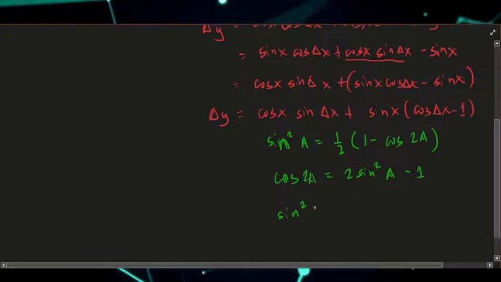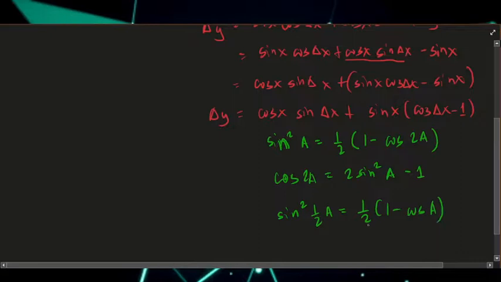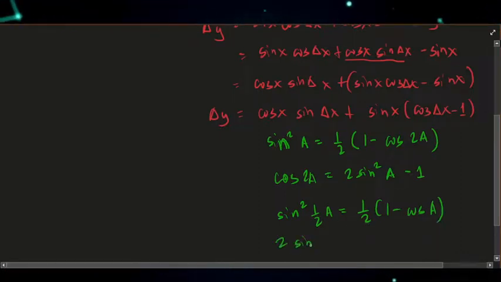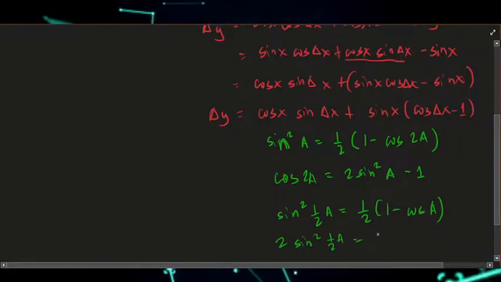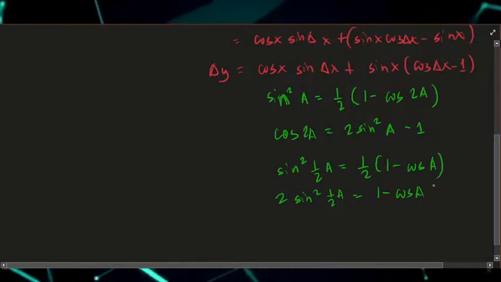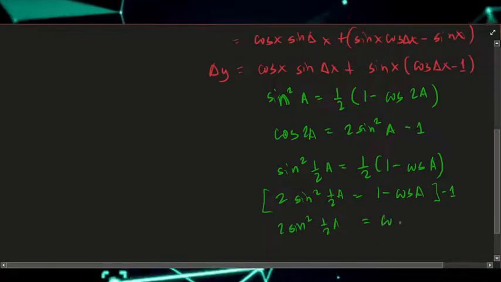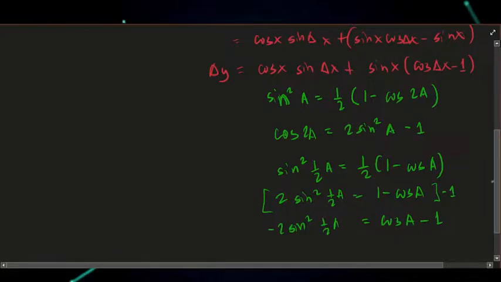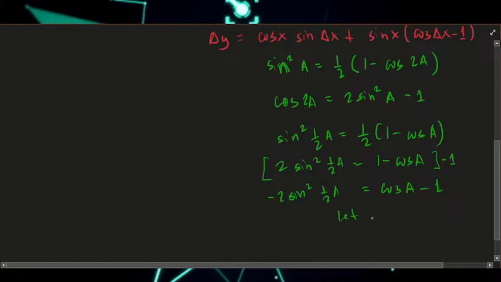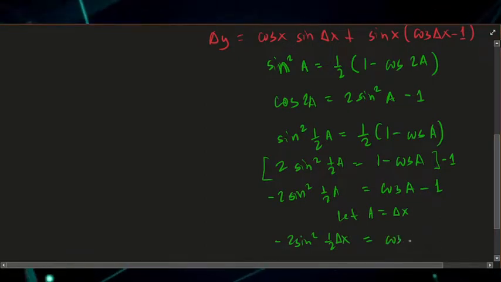So what will happen is this will be equal to 1/2. Now 1/2 a is equal to 1/2 of 1 minus cosine a, then transposing this one, we could have 2 sine squared 1/2 a is equal to 1 minus cosine a. Examining this term, if we multiply both sides by negative 1, we have negative 2 sine squared 1/2 a equal to cosine a minus 1. So if, for example, we let a equal delta x, we could have negative 2 sine squared 1/2 delta x is equal to cosine delta x minus 1.